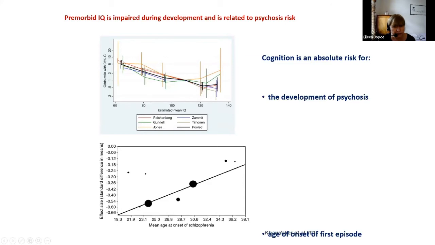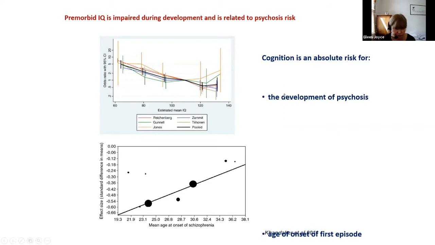And what they've shown in this graph is that taking all these studies together, these are the best examples, as IQ is improved, your risk for the development of schizophrenia is lower. In other words, there seems to be this absolute risk of cognitive function during childhood and the development of psychosis later in life. And the more cognitively impaired you are as you're developing, the more risk you have for developing a psychotic illness.